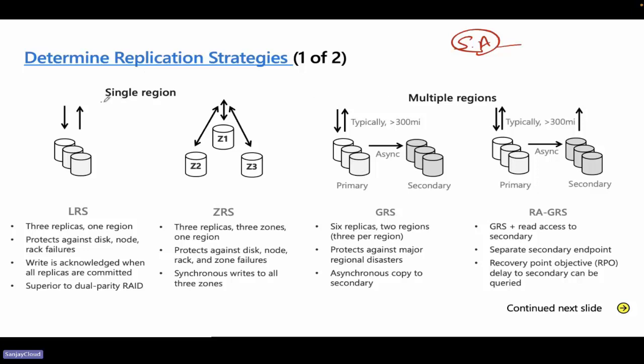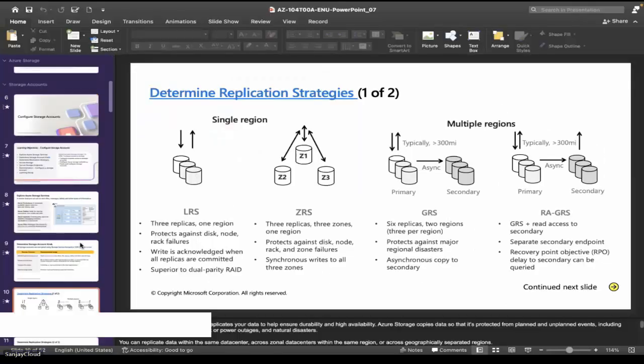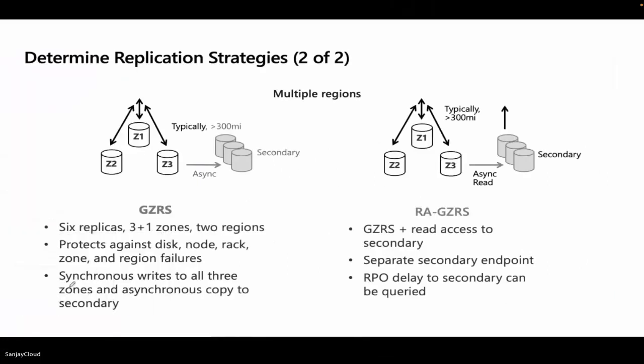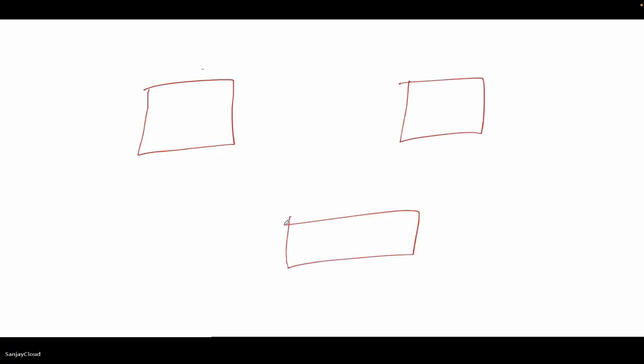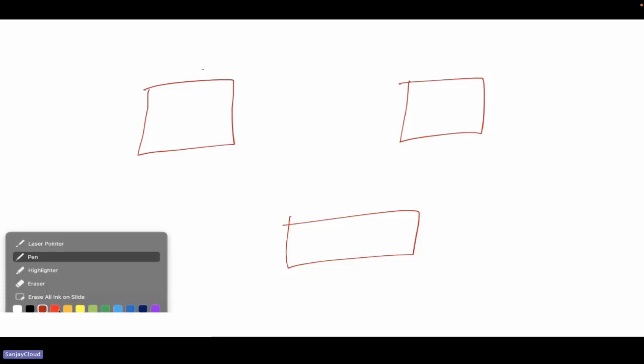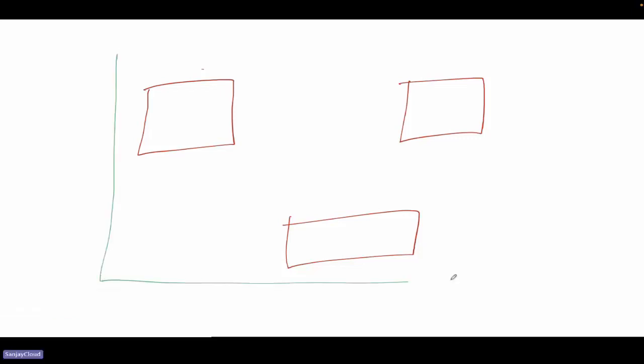The first option is within the region, that is single region. In single region, we have two options, LRS and ZRS. What does LRS mean? Let me draw here. If I'm talking about within the region, there would be multiple availability zones, that means data centers. So this would be our region in which we have multiple data centers.